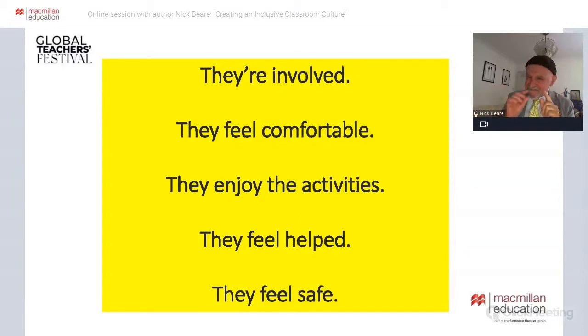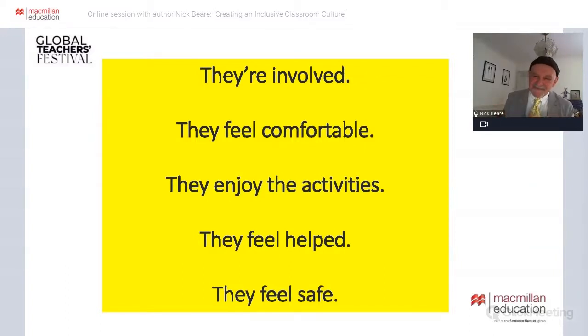Okay, but there are lots of activities which students can enjoy in lots of different ways. So it is important for the students to actually enjoy the activities as much as possible. They feel helped as well. So it's not that students have to be able to do all the activities and that's it. They want to feel that this teacher is actually helping them as a class and individually.